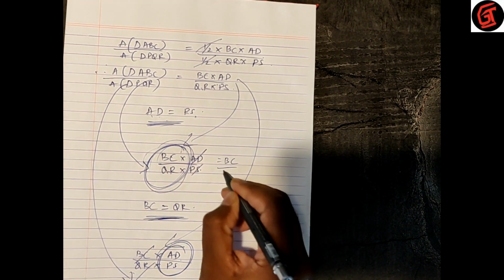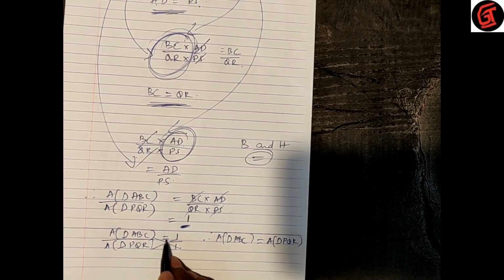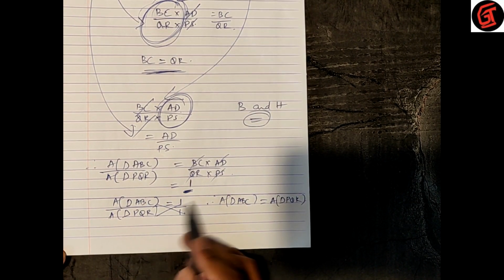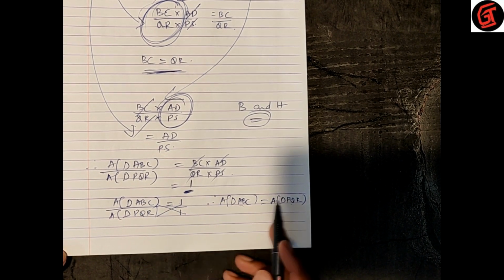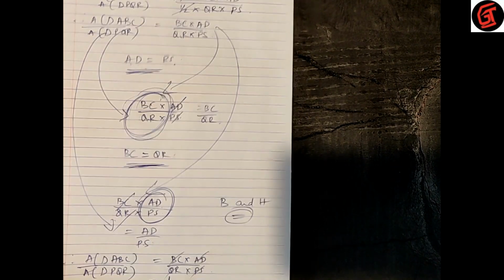Let me write this, BC upon QR. And if base and height both are equal, this is equal to 1. Everything gets cut, right? So this is equal to 1. And if you cross multiply, ABC area is equal to the area of PQR. So if base and height both are equal, both the areas are equal.